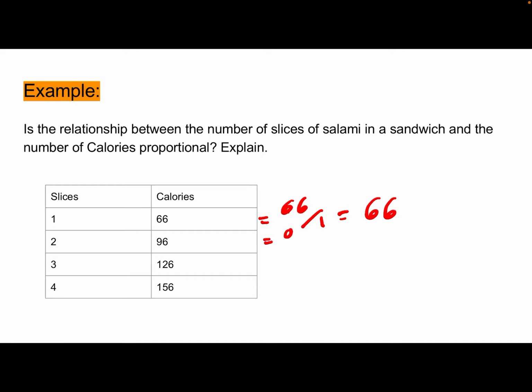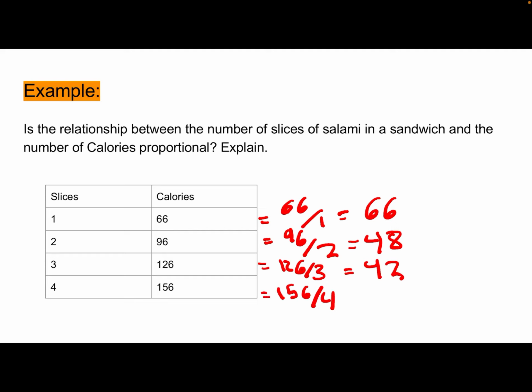Next, we have 96 divided by 2, and 96 divided by 2 would be 48. So right off the bat, we can see something's a little off here. Third, we have 126 divided by 3, and 126 divided by 3 is equal to 42. And then lastly, we have 156 divided by 4, and 156 divided by 4 is equal to 39.